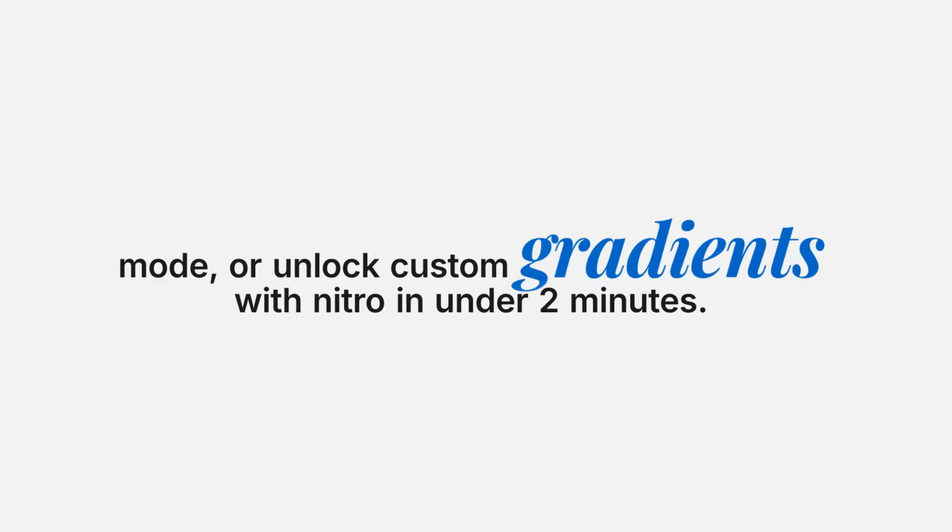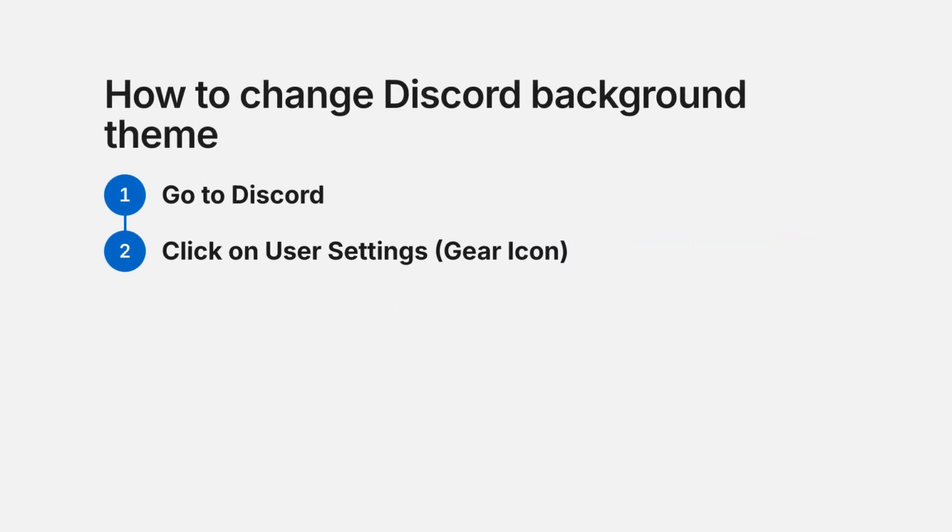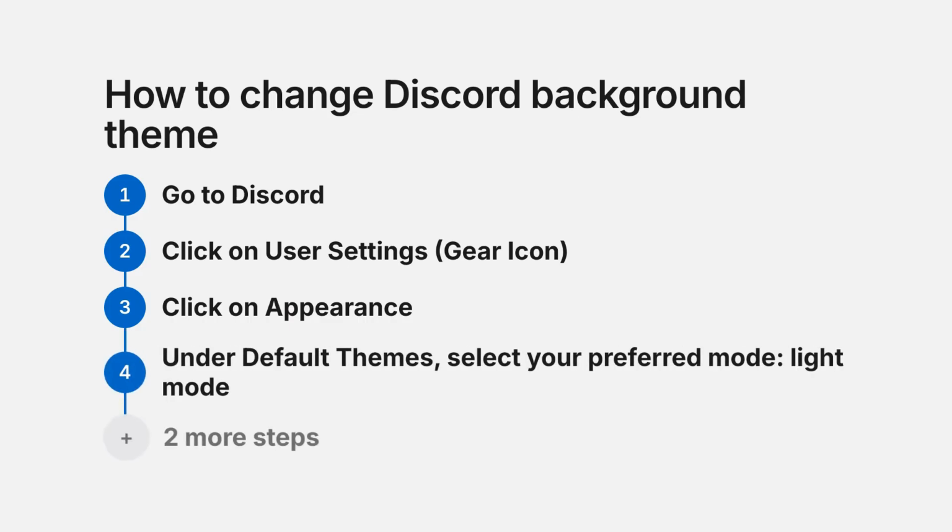Are you tired of Discord's boring default themes? Learn how to switch to light or dark mode, or unlock custom gradients with Nitro in under 2 minutes. First, I'll show you how to access the settings. Then, we'll quickly toggle between light and dark mode. Finally, I'll reveal the Nitro color themes.